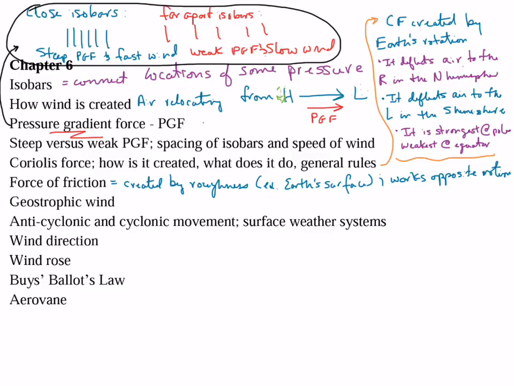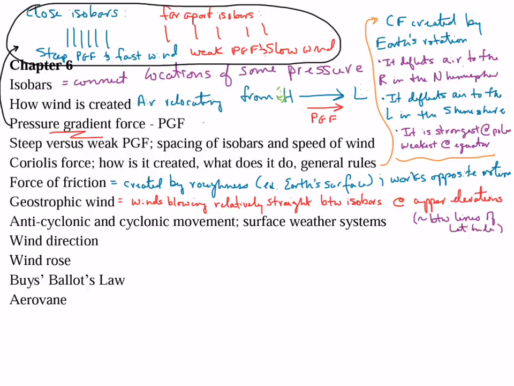And then geostrophic wind, that is the upper level winds, generally winds that are blowing relatively straight between the isobars. They're kind of in the groove, I say. And then at upper elevations, that's generally between lines of latitude. But we have some waviness to those upper level winds too. But geostrophic winds are those upper level winds, those westerly winds.